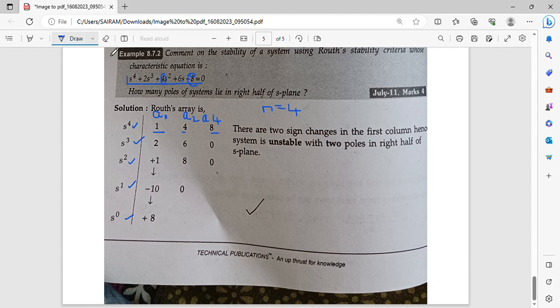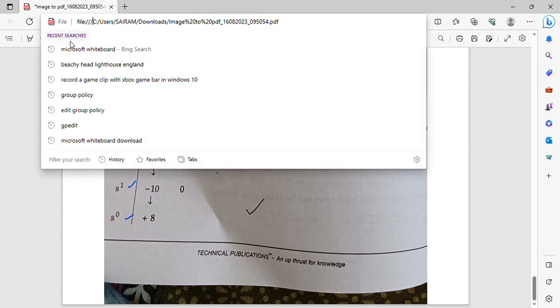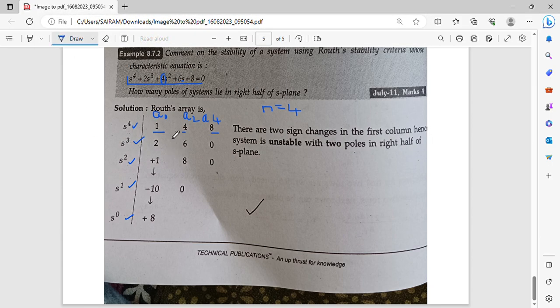So we write that. And the next thing is the odd part: a to the power of 1, a to the power of 3 and a to the power of 5. So a to the power of 1 is 2, a to the power of 3 is 6, right? And a to the power of 5 is 0. Okay? I hope you have understood completely how to construct the equation.